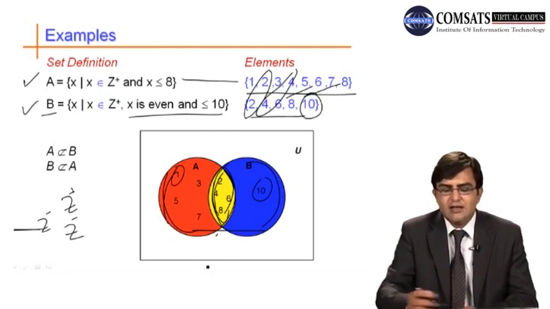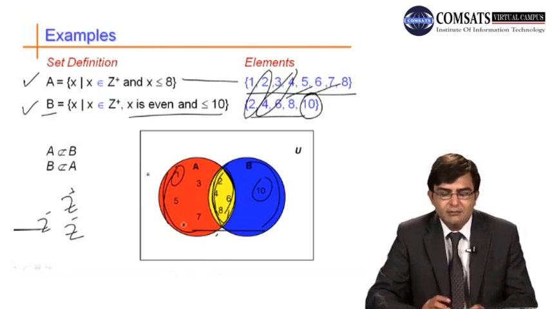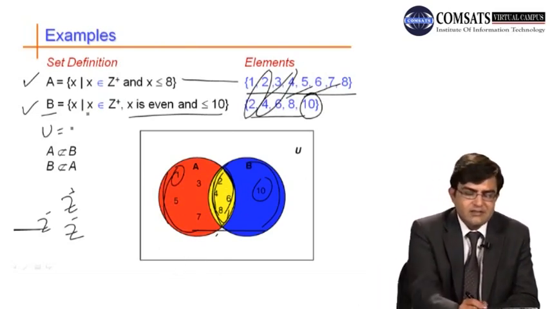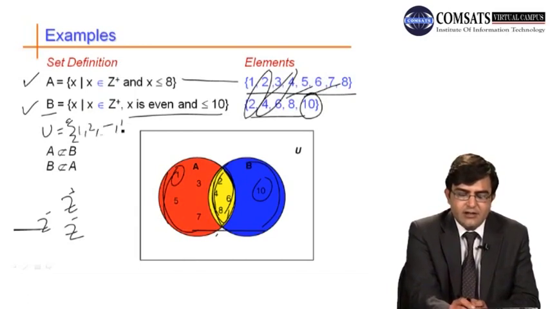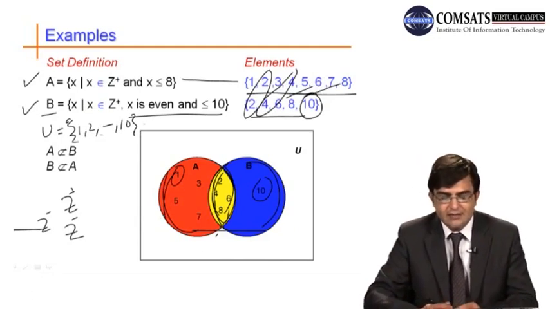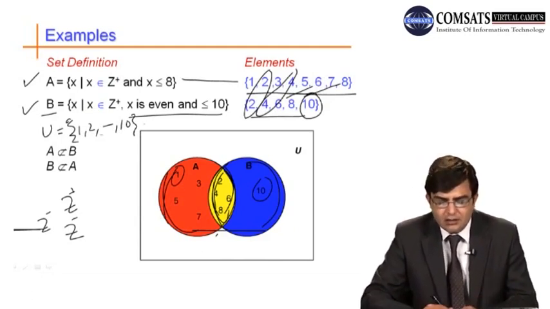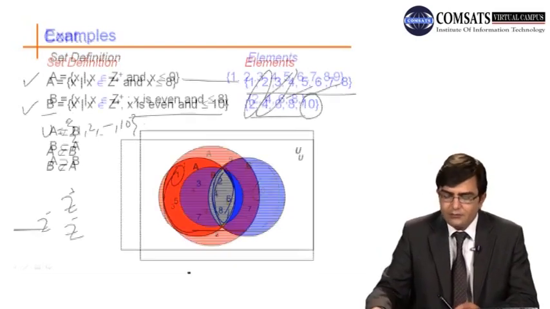The universal set is the set which contains both A and B. It could be any set, say the natural numbers, or the set from 1 up to 10. This could also be a universal set, but here we don't need to know what exactly the universal set is.